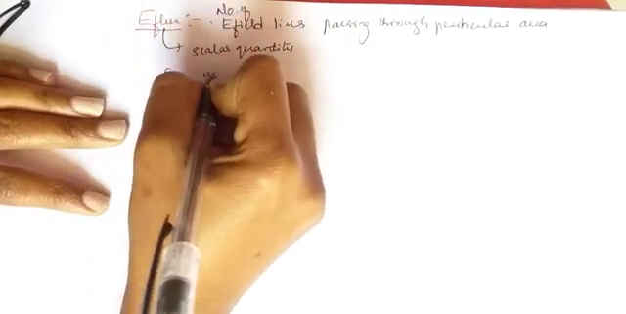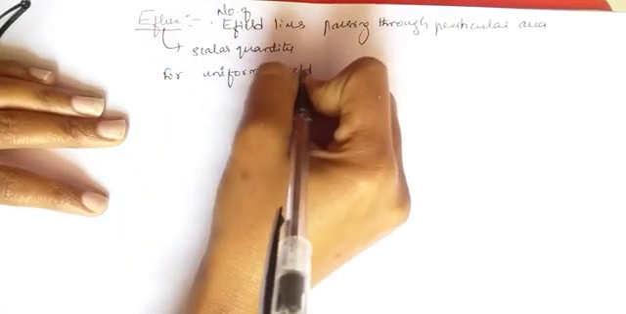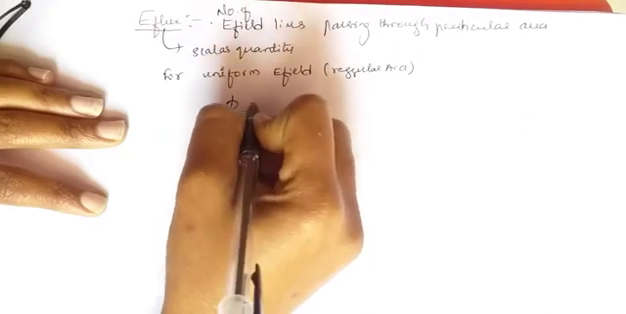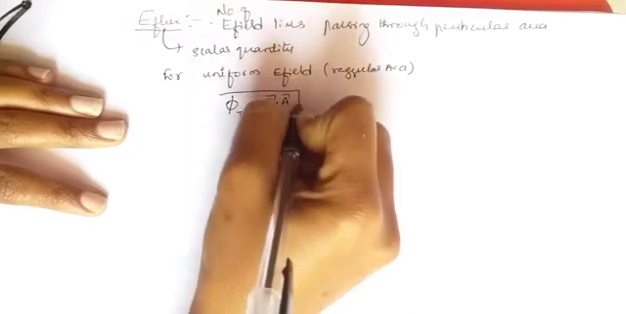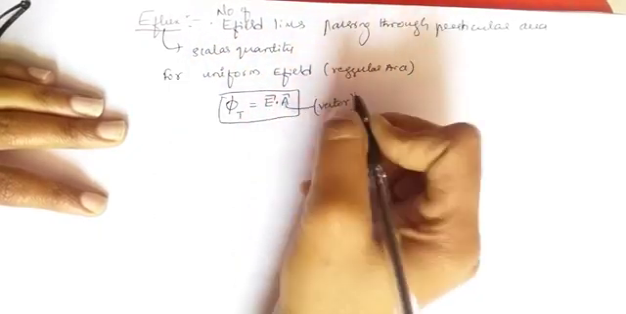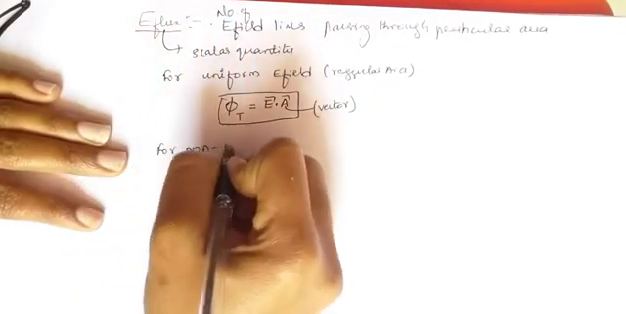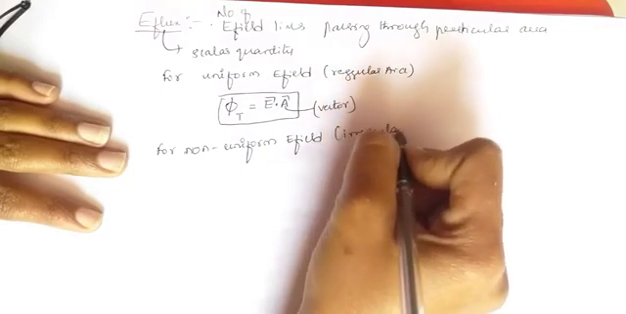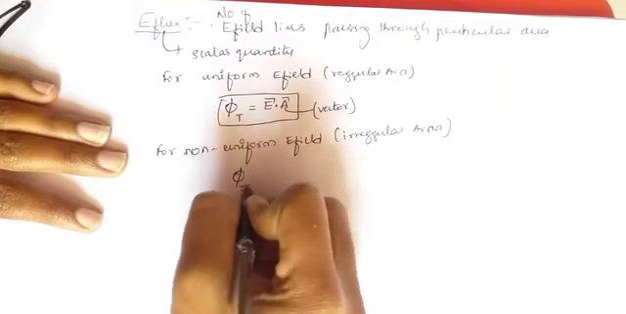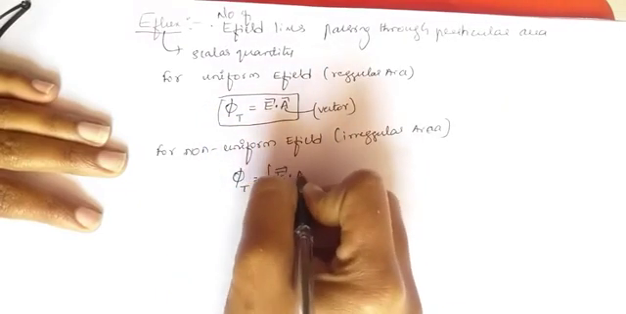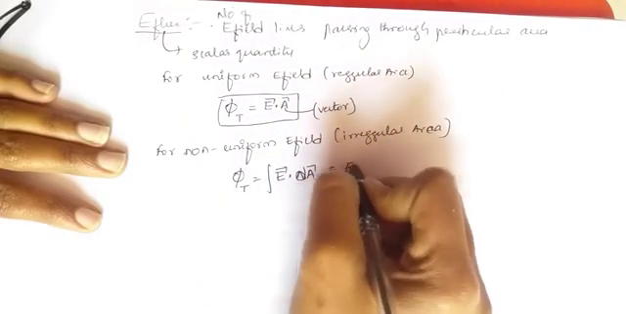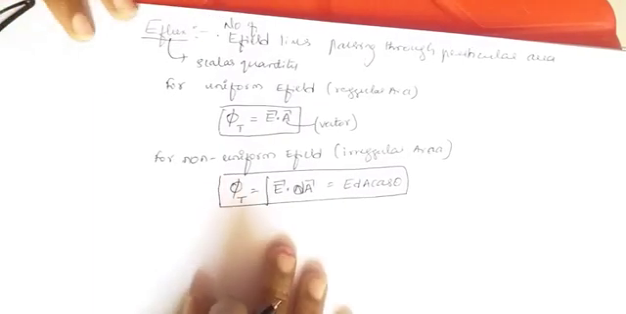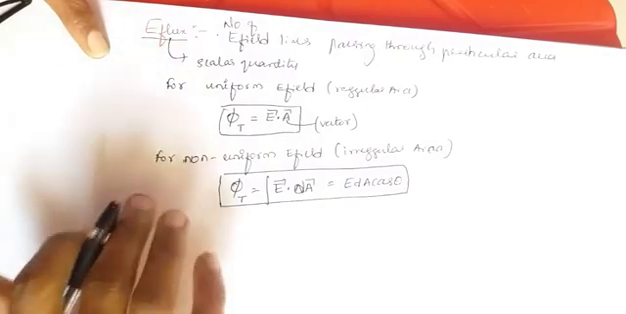And here for a uniform electric field and regular area, the electric flux is equal to E dot A. Here area is a vector quantity. Now for a non-uniform electric field and irregular areas, we have to take the total flux as the integration of E dot dA, that is equal to the integration of E dA cos theta. So this is about the electric flux.